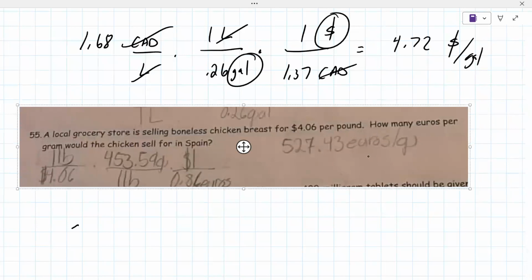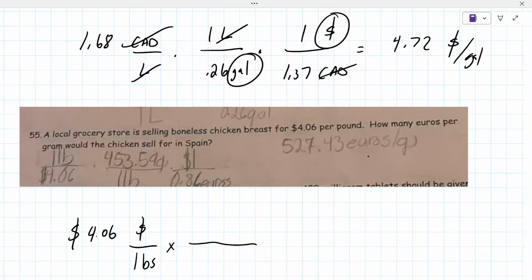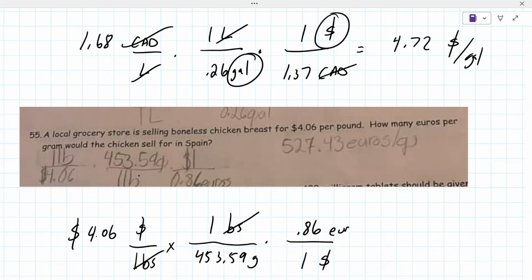Okay, so you've got it. You always start with the money on top and the pounds on the bottom. So you've got a lot of switching to do here. How many euros per gram would this be? So presuming that you got the pounds to grams, which looks right to me. Pounds should go up here, 453.59 grams. And then euros, we know that $1 is 0.86 euros. That's not accurate, the exchange is different, right? But there you go. That gets you the euros per gram.